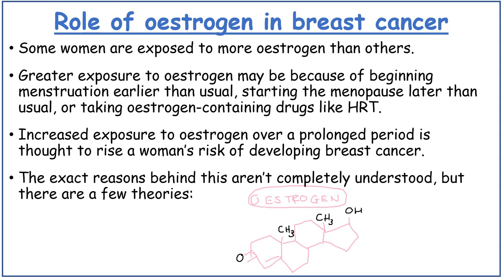Now looking at the role of oestrogen in breast cancer, some women are exposed to more oestrogen than others. The greater exposure to oestrogen may be because of beginning menstruation earlier than usual, starting the menopause later than usual, or taking oestrogen-containing drugs like hormone replacement therapy or HRT. Increased exposure to oestrogen over a long period is thought to raise a woman's risk of developing breast cancer. The exact reasons behind this aren't completely understood, but there are a few theories.